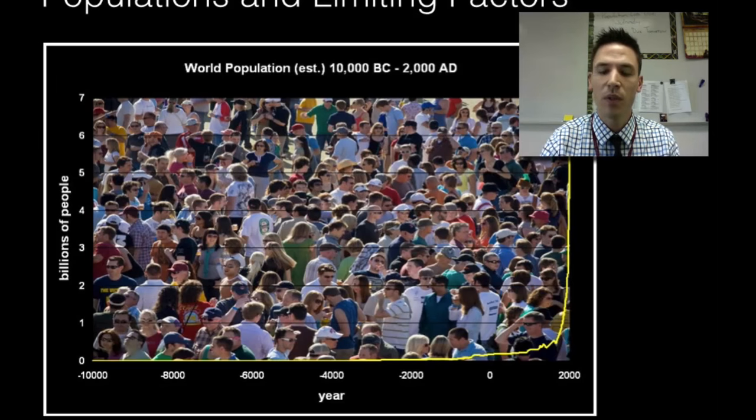It wasn't until about 500 years ago or so that our population really started to skyrocket and take off, and we can attribute that to things like agriculture and advancements in medication and technology. Because of that, our population has been able to increase to over 7 billion today. So when we talk about populations and limiting factors, I want you to think back about population growth and how that plays a role with us.